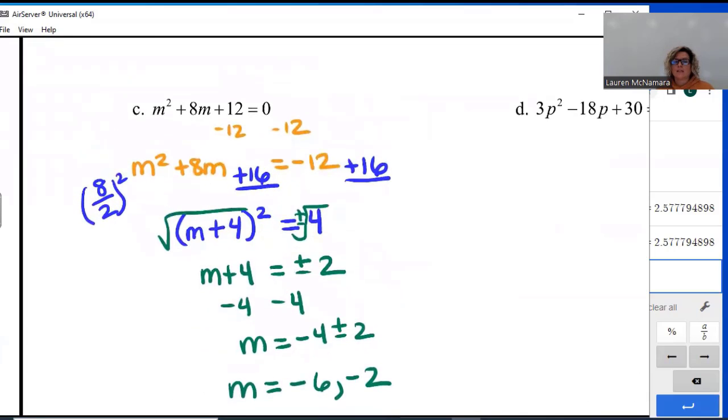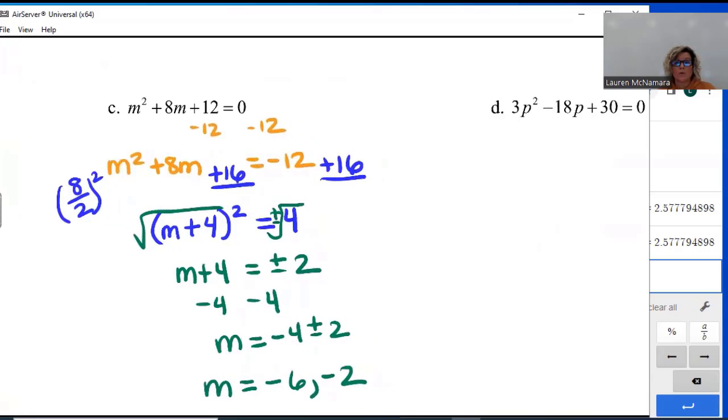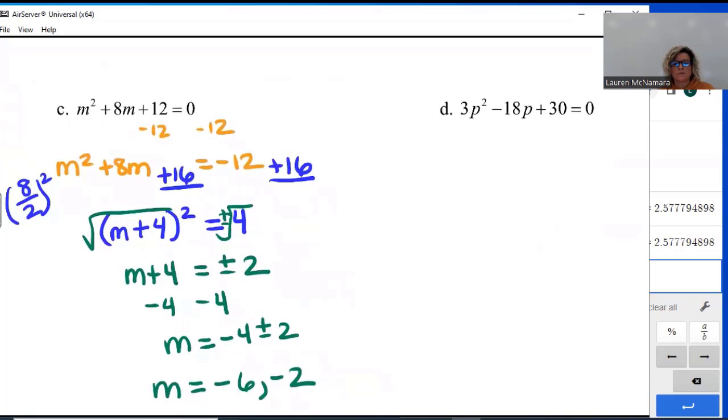Go back and look at this. Could I have factored that? Yeah. What factors of 12 add up to 8? 6 and 2. But you can solve by completing the square. Solving by completing the square will work every time also.